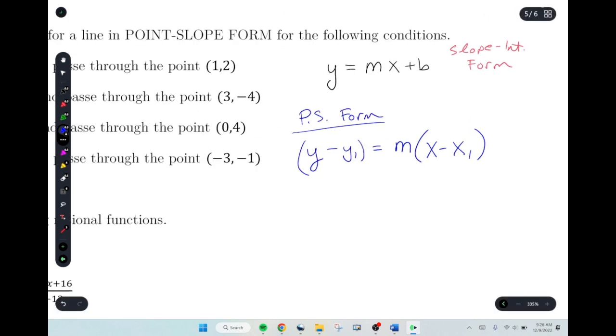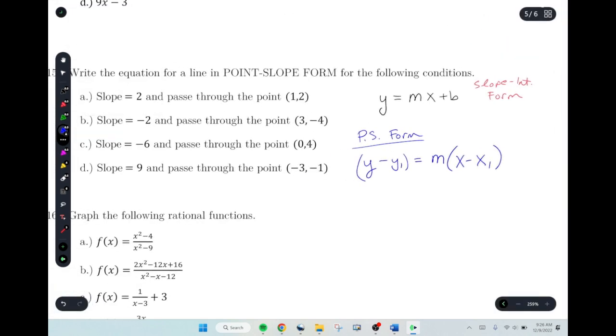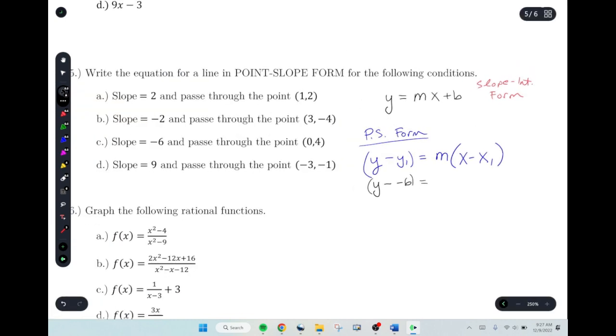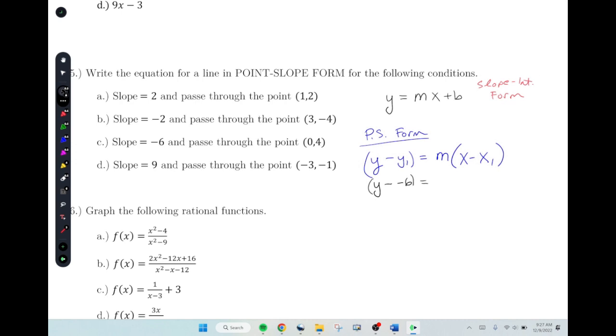So which one of these four do we want to do? It doesn't matter. They're all the same. It literally doesn't matter. You're just going to plug stuff in. So y minus, you said, negative 6 equals. Wait, what? Why did I do that? What did I do wrong? You put two negatives. Yeah, that's my slope. I was just being silly. Y minus 4, right?